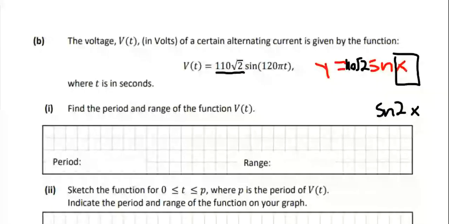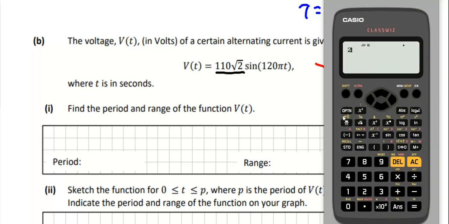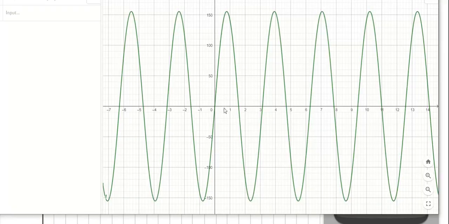Now, there is a formula for this. Whatever letter comes in front of the x value, the period is 2 pi over c. So in this case, the letter would be 2, which is 2 pi over 2. And we all know that 2 pi over 2 is going to give me pi, which is 3.14, and we can clearly see that the cycle happens after 3.14. It goes up, comes down, goes under, and ends up back where it starts at 3.14 seconds.